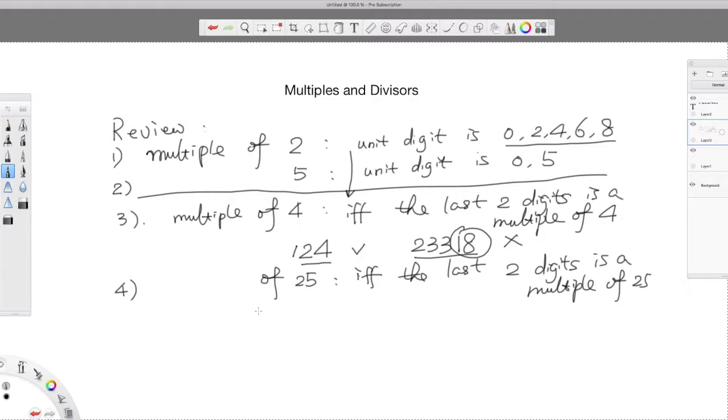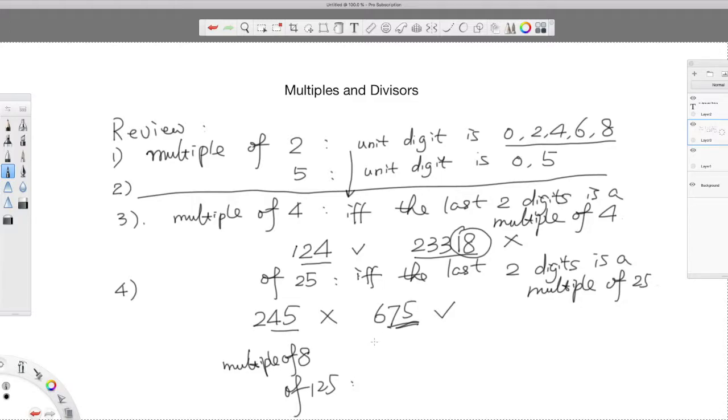So for example, is 245 a multiple of 25? No, because 45 is not a multiple of 25. Is 675 a multiple of 25? Yes, because 75 is a multiple of 25. Okay? And from this, you can actually guess what makes a number a multiple of 8, and a multiple of 125.